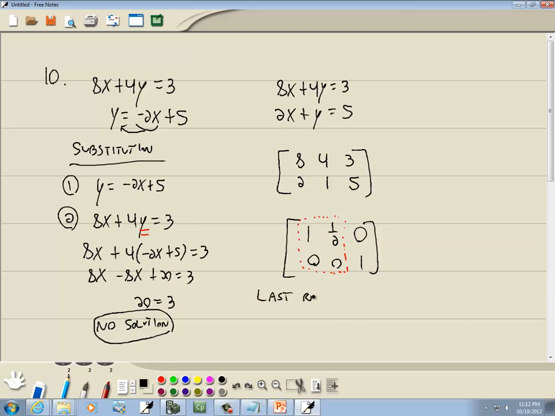Now if your last row is all zeros and a single 1, that means no solution. Empty set if you want to write it that way. But again, if your last row is all zeros and a single 1, then that always means no solution for that oddball case.